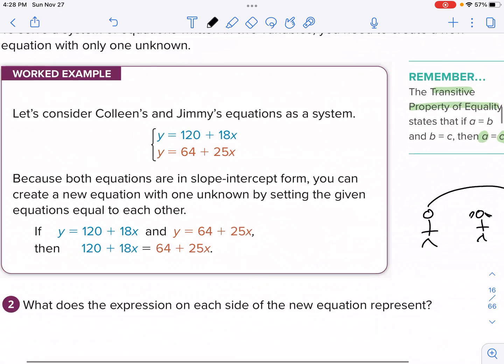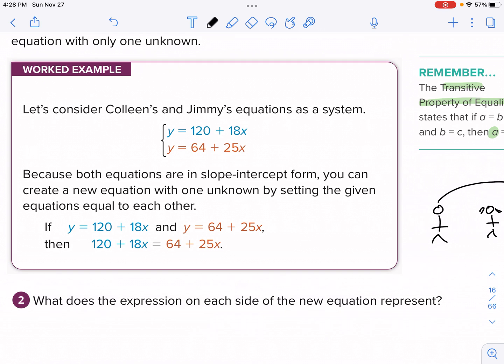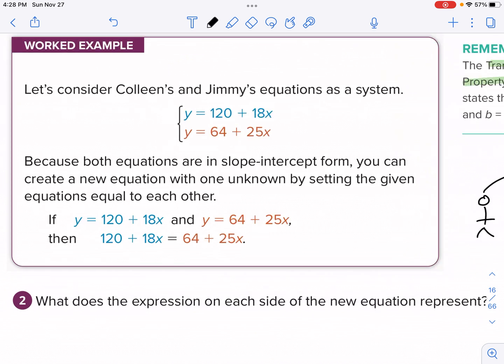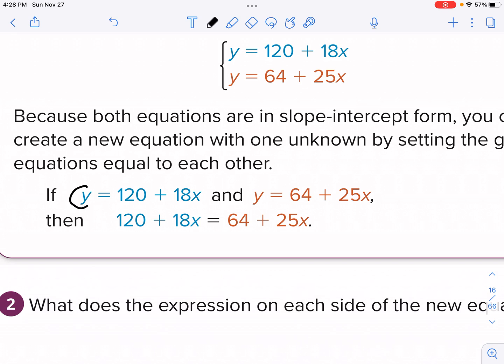So from there, that's what this means. Because what we're saying here is both equations are in slope-intercept form. You can create an equation of one unknown. If we say that y is equal to this stuff and y is also equal to this stuff from the second equation, we can say that both this and this are equal to each other, so that we're writing an equation where we no longer have y. We have this equation where we only have x, and since we only have x, we can now solve that equation.